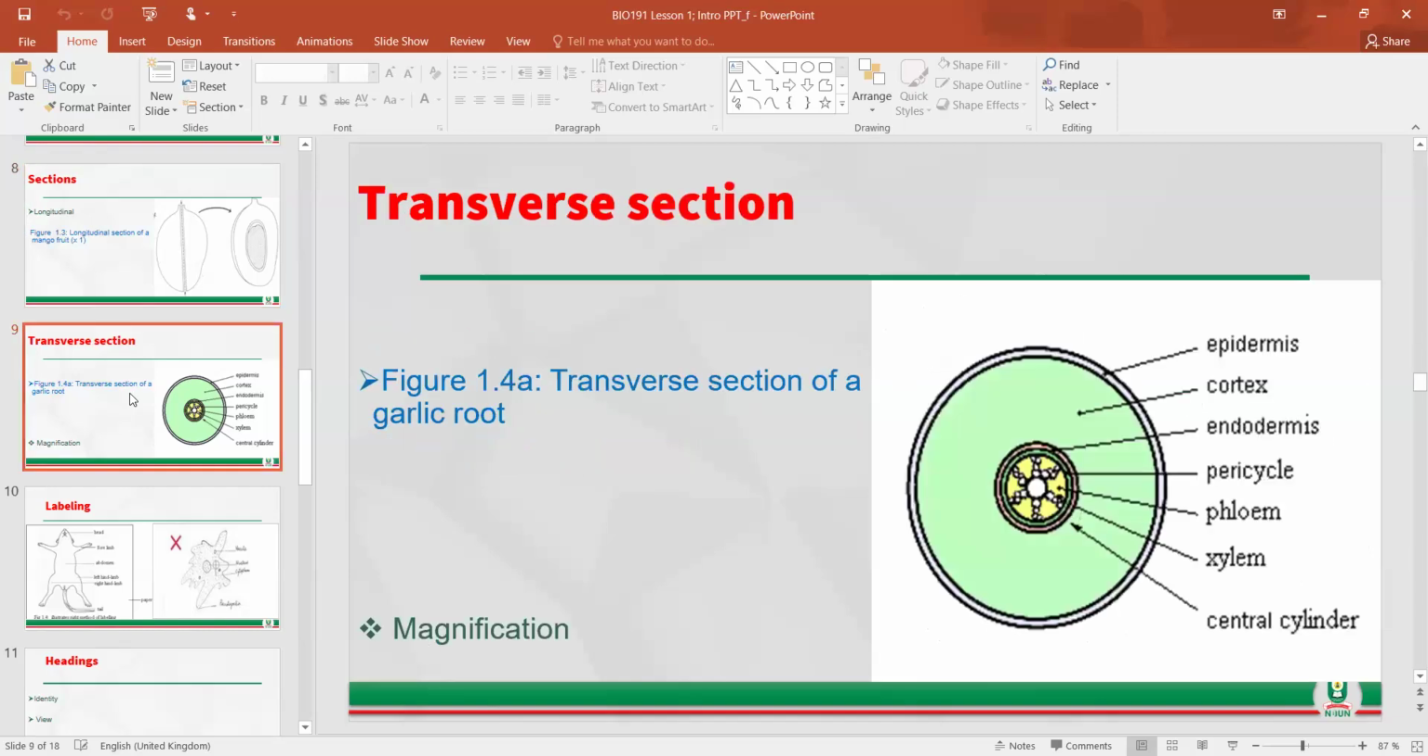Then, if you cut transverse, it is cutting across. What you see is the transverse section. Here is a transverse section of a garlic root. You have to put magnification there. This is the internal structure of a garlic root cut transversely.